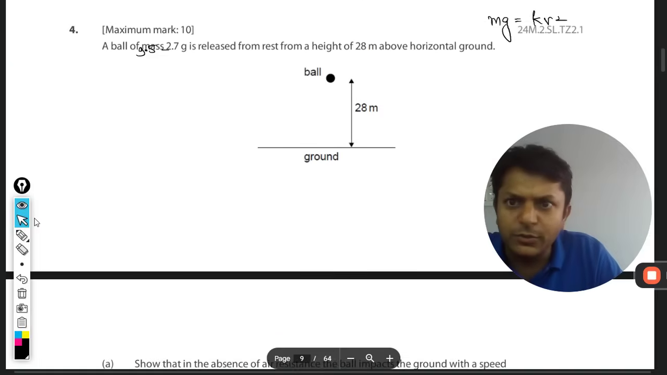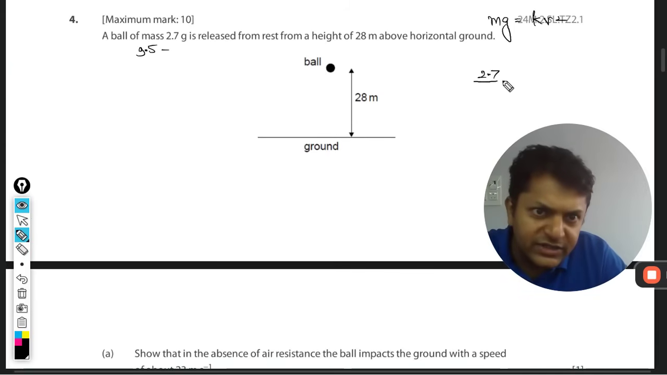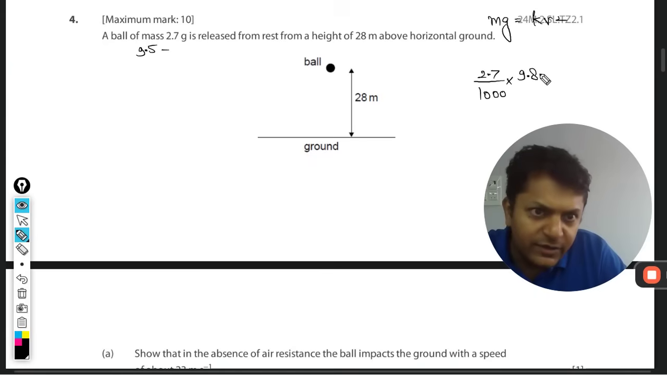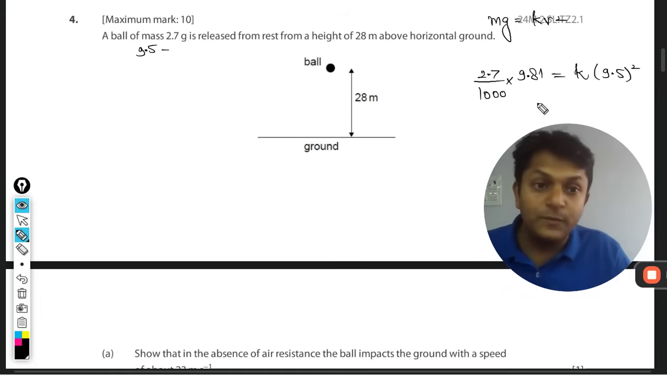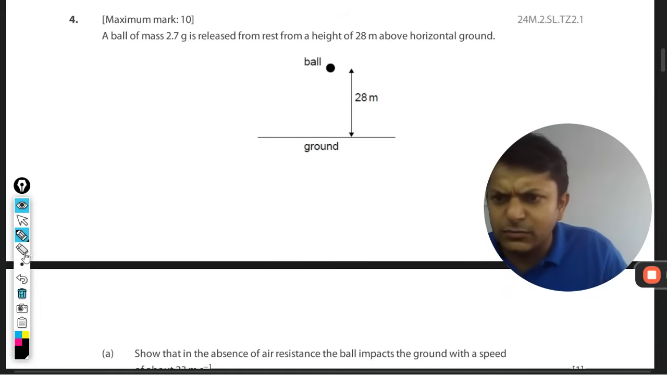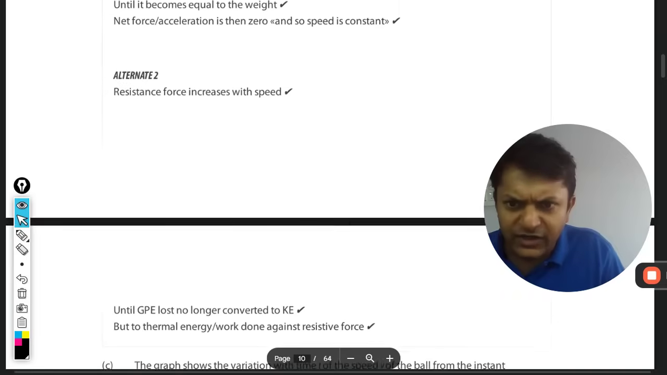9.81. Okay. So mass is 2.7 grams, which means divided by 1000. Gravity will be 9.81. And we want the value of k. The velocity is 9.5, whole 9.5 square. So again, you can plug in this value in your calculator and you can find the value of k. I think this is cool. Let's go for the mark scheme and see if we have done it correctly.